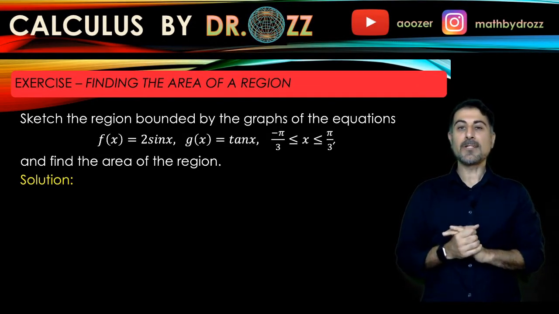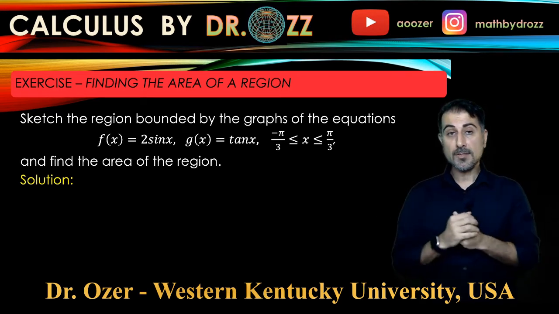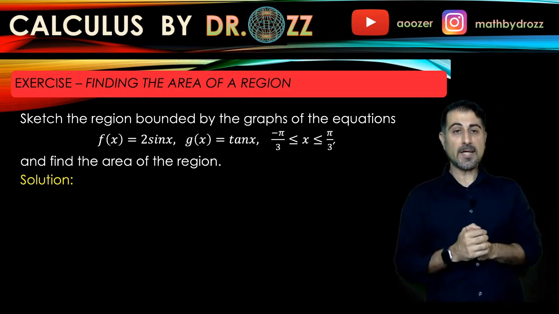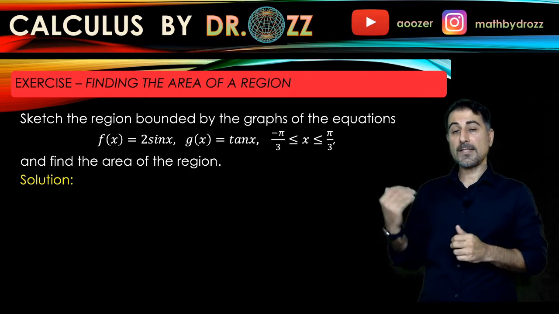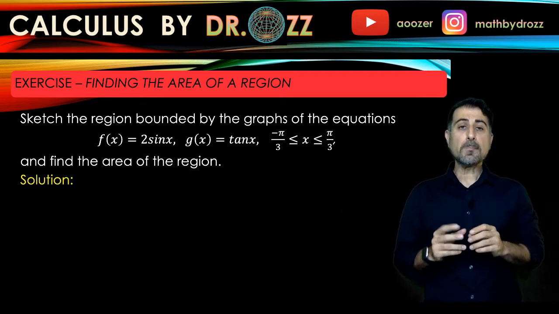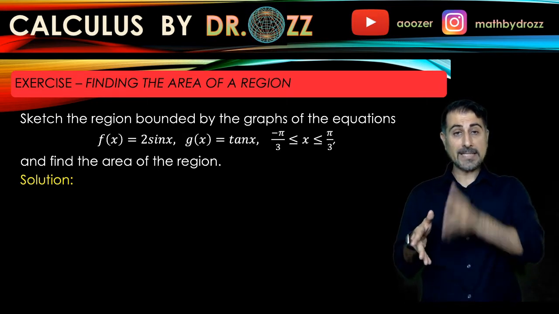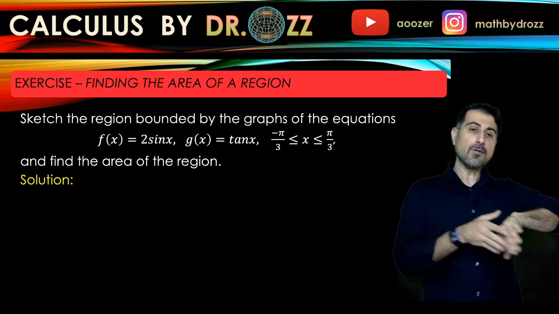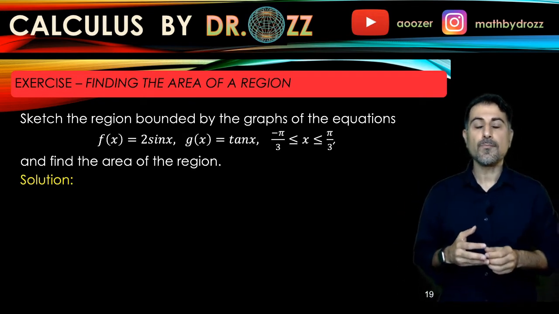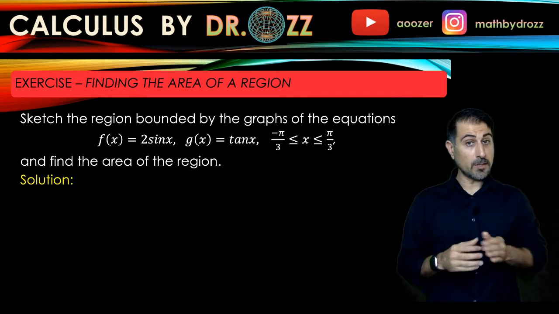Oz. Today we're going to find the area of a region bounded by two trig functions, different from the exercises that we had done. We have 2 sine x and tangent x, and in fact, x is bounded below by negative pi over 3, which you can take as a vertical line, x equals negative pi over 3. And also on the right, the region is bounded by x equals pi over 3, which is another vertical line.